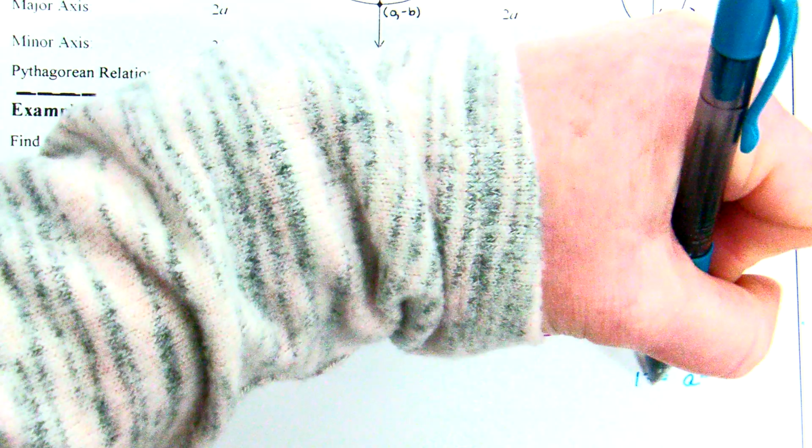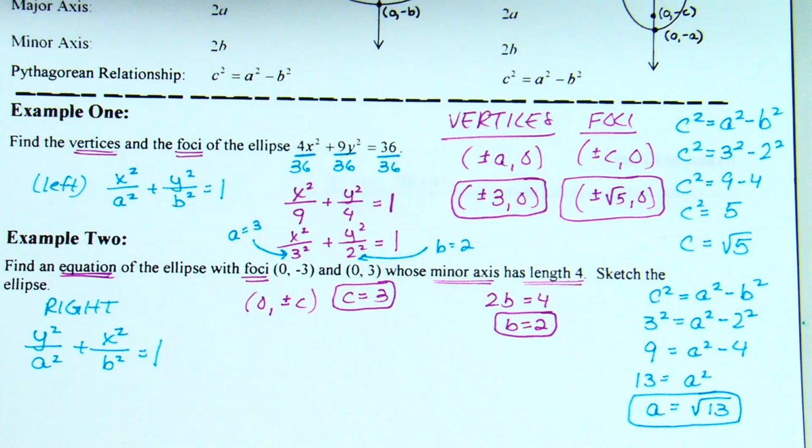So if A squared is 13, what do we know? A is the square root of 13. That was algebra skills there. Are we up?